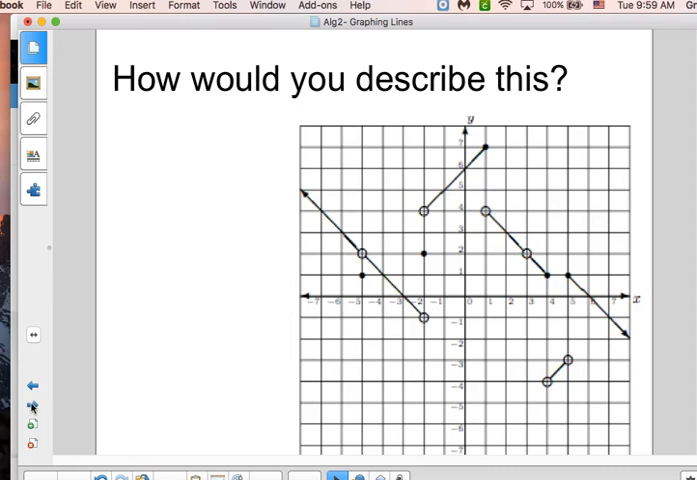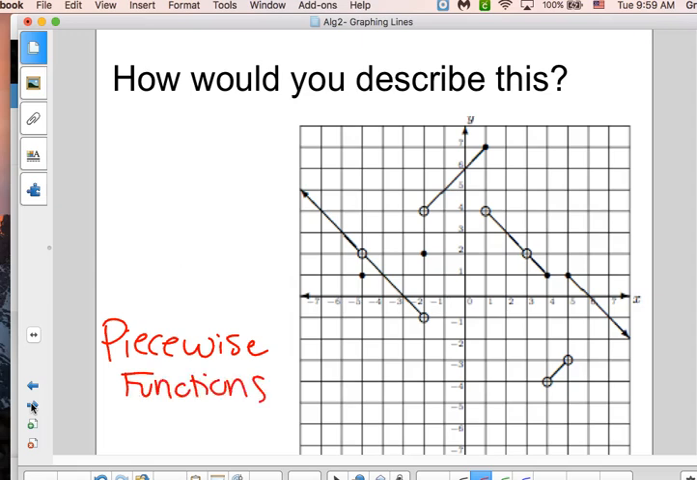Are they still straight lines, like linear pieces? Yes. Is it a whole line, though? No. Or is it just a piece of it? It's a piece of it. So what we're going to be graphing is just pieces of linear functions. If you are going to title this page, what we're looking at today is piecewise functions.